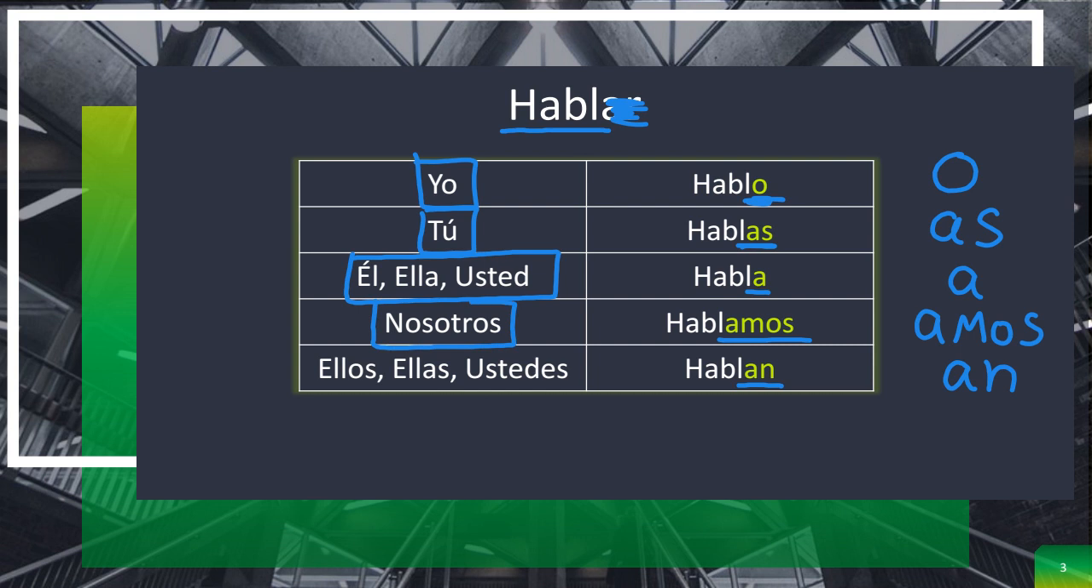If your subject is nosotros, we, you could say nosotros, or I could say mis amigos y yo, my friends and I. That's also saying we. Then we're going to add the AMOS onto the end, so we end up with nosotros hablamos. And then finally, if your subject is ellos, ellas, or ustedes, which is saying they or you all, the plural formal form, then your verb would be hablan. You would add the AN onto the end.